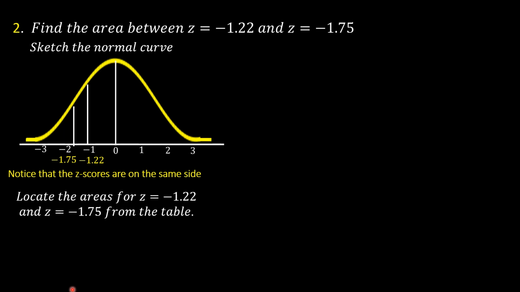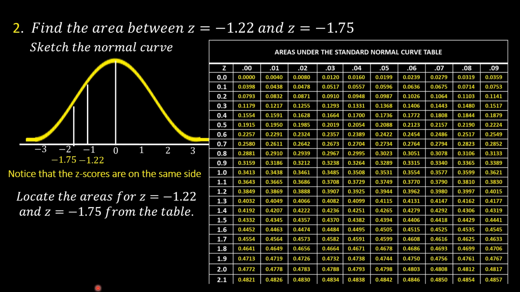Next, locate the areas for z is equal to negative 1.22 and z is equal to negative 1.75 from the table. This is the table we are going to use. This is just a portion of the table. The name of the table is areas under the standard normal curve table.